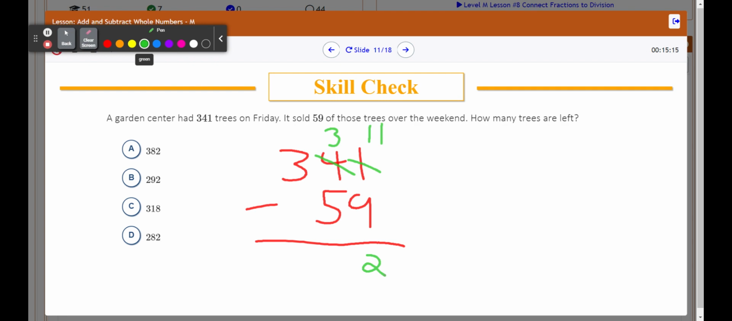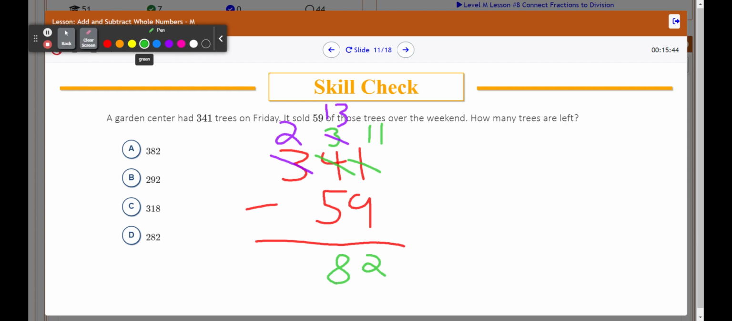I move over to my second column. Now I have 3 minus 5. Same thing. 3 is less than 5. So what I'm going to have to do, I'm going to have to borrow from the left. So I go to the 3 and I borrow 10. That gives me 2. And since I borrowed 10, I can add that to my 3 and that gives me 13. Now I can subtract. So 13 minus 5 is 8.